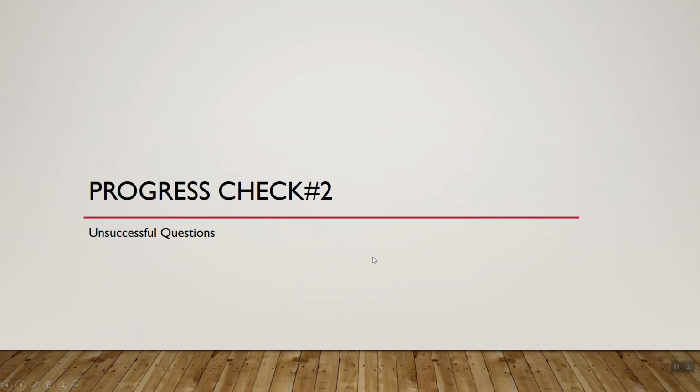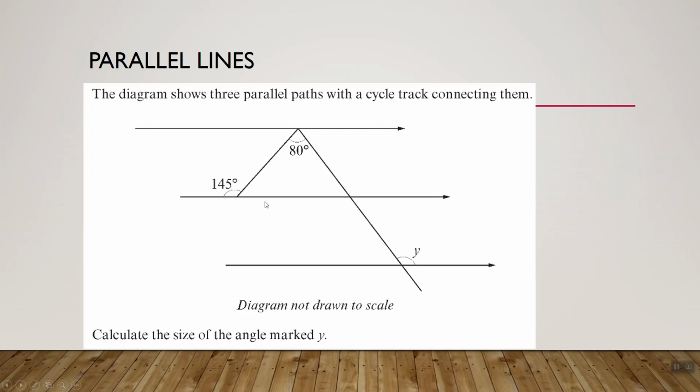Let's have a go. Right, so the first ones that we're going to go through are the questions that didn't go particularly well on the last progress check. First one is a parallel lines question.